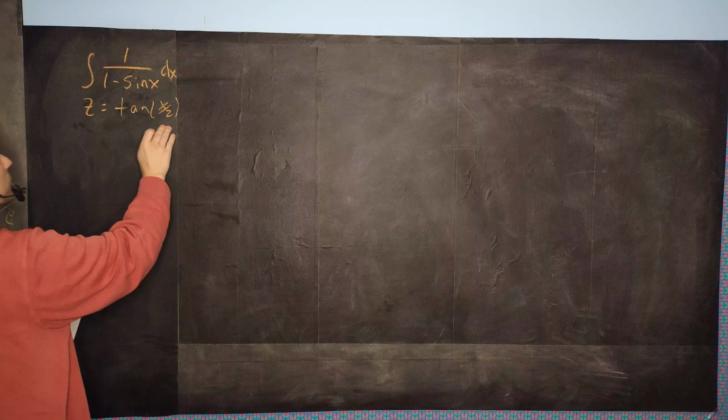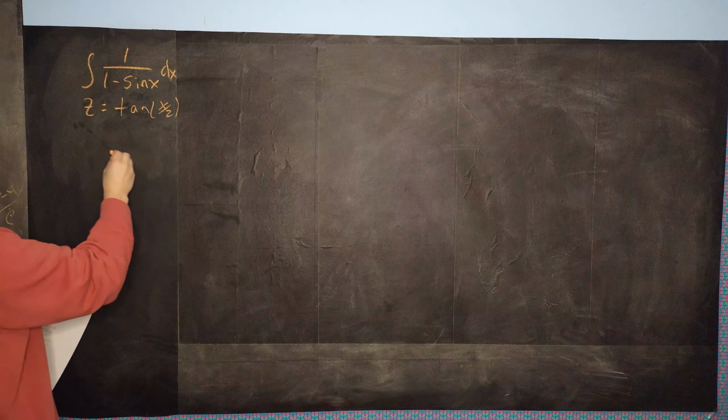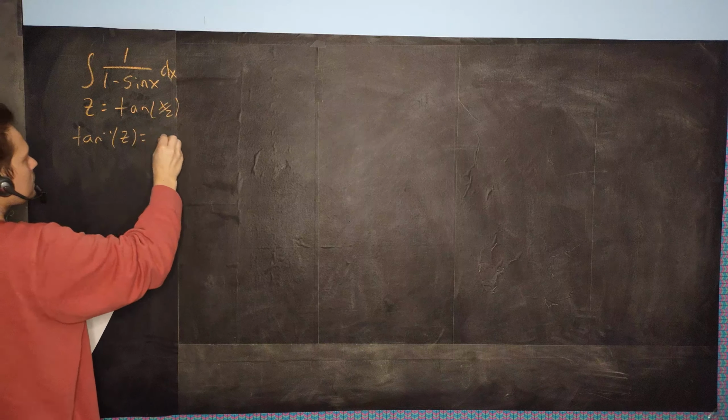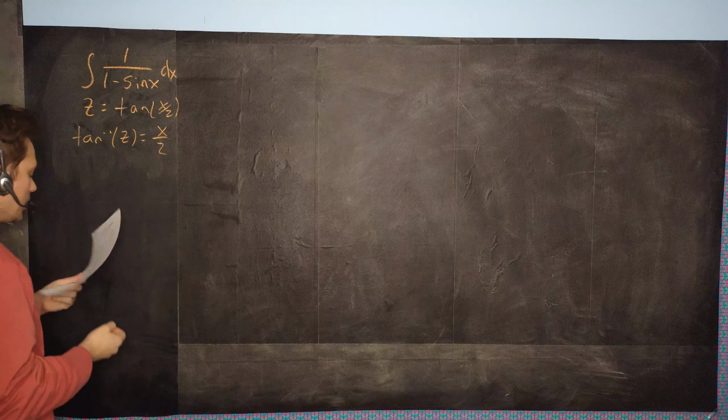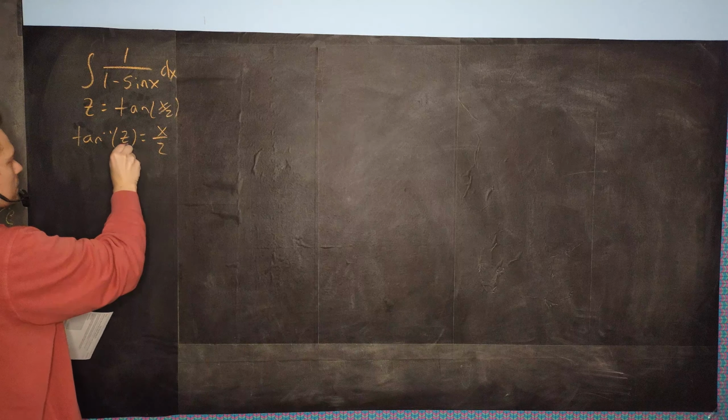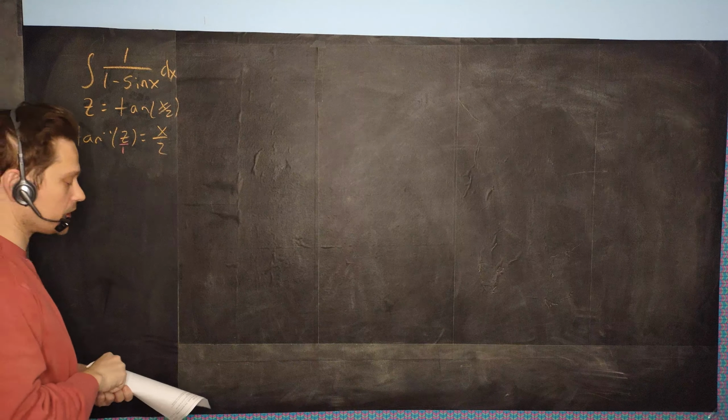Now, this has specific consequences. If you take the inverse tangent on both sides here, then what will you have? You're going to have that tan inverse of z is x over 2. Now, this x over 2 is basically the angle, and z is really z over 1 right here. We've got to see it that way, okay?